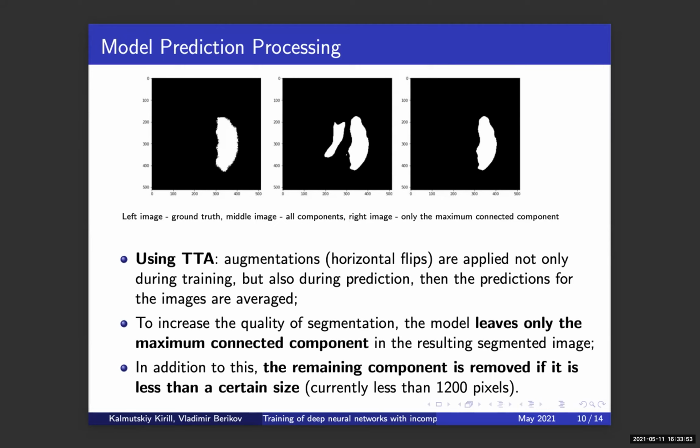And also we can remove this component if the area of this component is less than a certain size. By this technique, we can also decrease the false positive rate, which is very good, not only for segmentation, but also for the classification task.